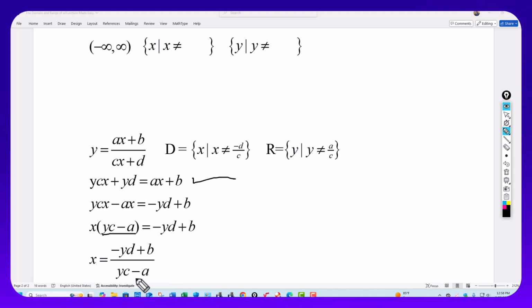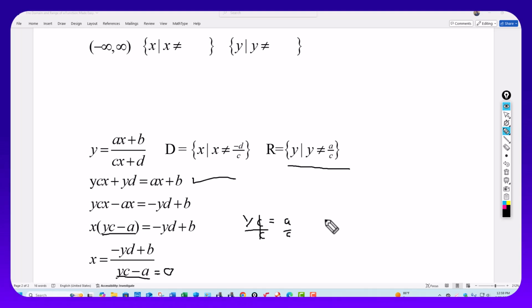What's the restriction? Set this equal to 0 and solve for y. So we get yc, take the a over, divide by c. We get y is equal to a over c. So if you replace the y by a over c, I get a 0 in the denominator. That's undefined. So that's why we have this range right here.